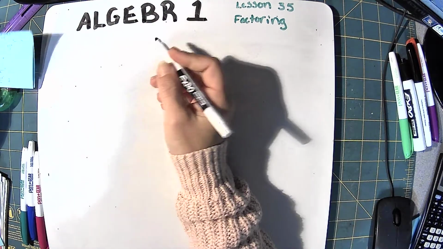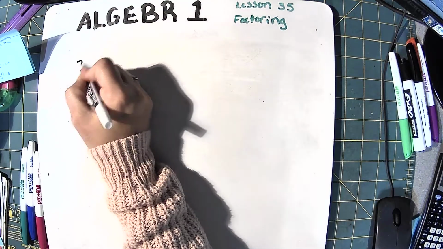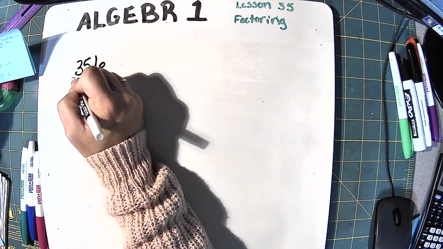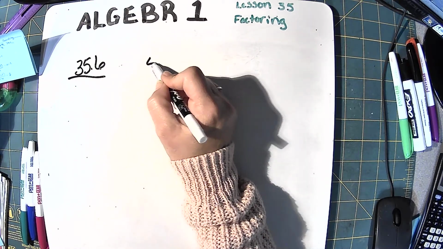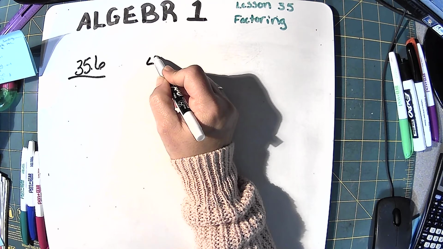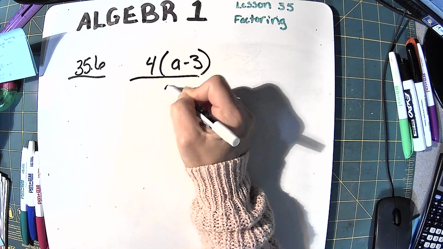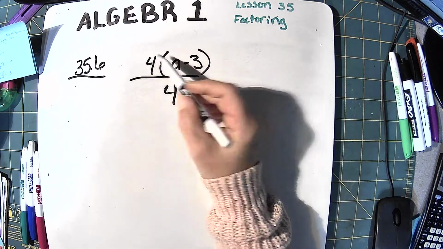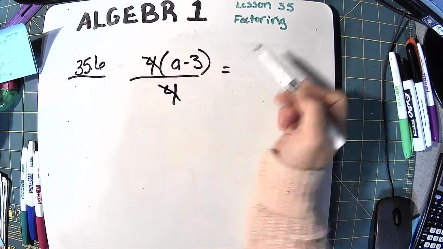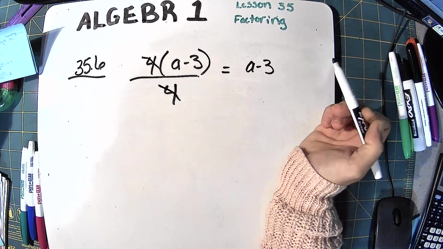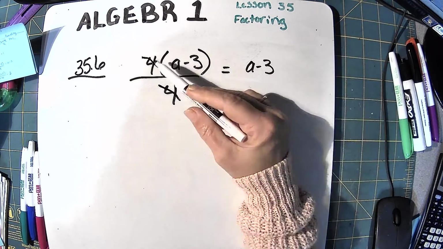Alright, so let's try 35.6. These are actually really easy. So we've got 4 times a minus 3 over 4. Well, here we can cancel those 4's, and we're going to have a minus 3 as the answer. Super easy.